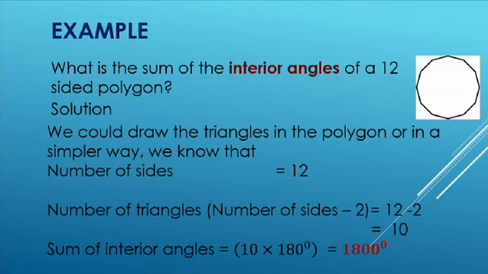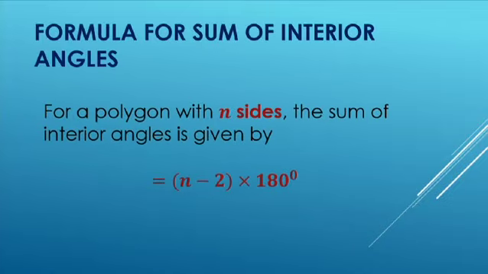Right? So let's generalize something. The formula for the sum of interior angles: we say that for a polygon with n sides, the sum of interior angles is given by (n minus 2) times 180 degrees. I say it again. For a polygon with n sides, the sum of interior angles is given by (n minus 2) times 180 degrees.